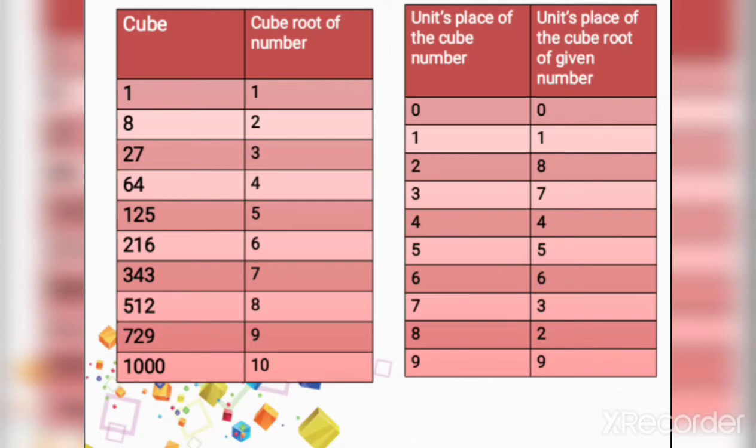You can observe now the unit place of the cube number, that is 1, and the unit place of the cube root of the given number is 1. The cube root of this number is equal to 1. 27 ending with 7, that means the cube root of this number will be ending with 3. 64 ending with 4, the cube root of this number will be ending with 4. Similarly, 5 ending with 5, 6 ending with 6 and so on.